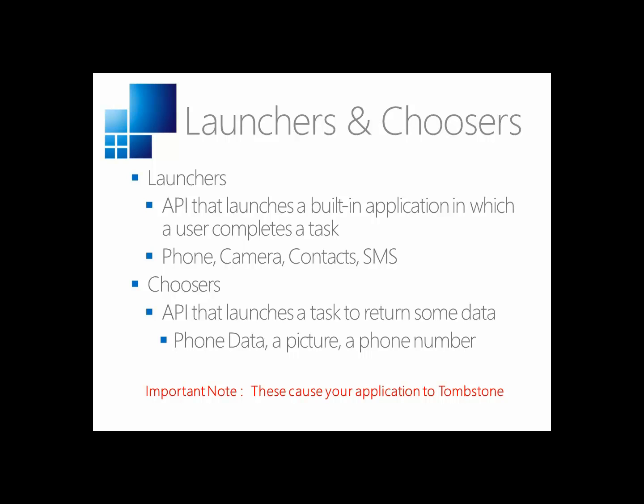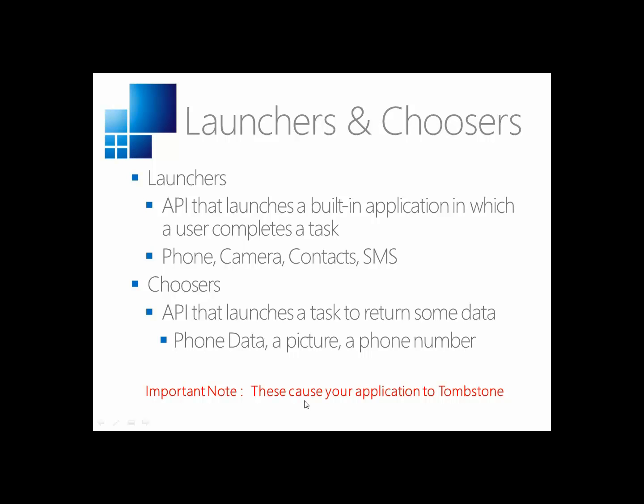Choosers allow you to select data back. So a good example would be email. If you want to send an email, a chooser allows you to grab an email from someone you have in contacts, and then the launcher allows you to launch an email client to send the email. The same thing for SMS. The chooser allows you to grab a phone number from your phone book, and then the launcher allows you to send a text message from it.